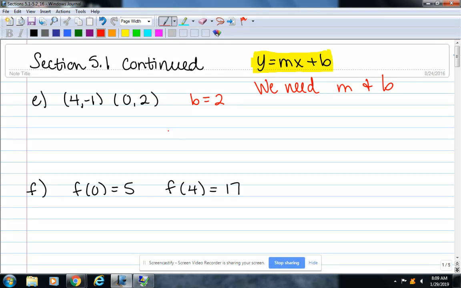So, what other thing do I need to write the equation of this line that goes through these 2 points? I need the slope of those 2 points. So M equals what? Y2 minus Y1 over X2 minus X1.